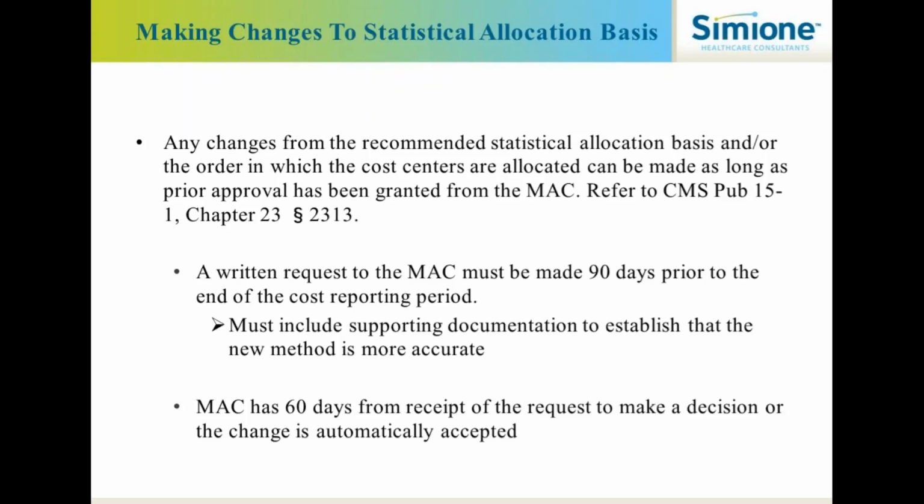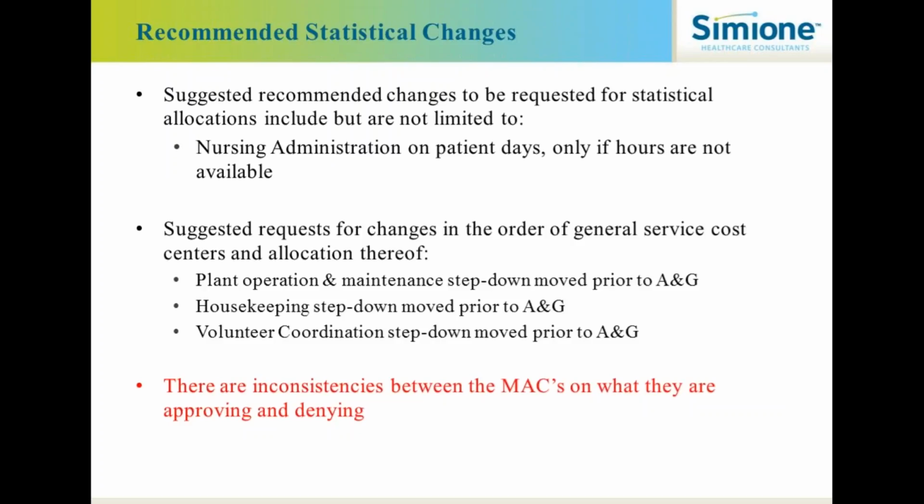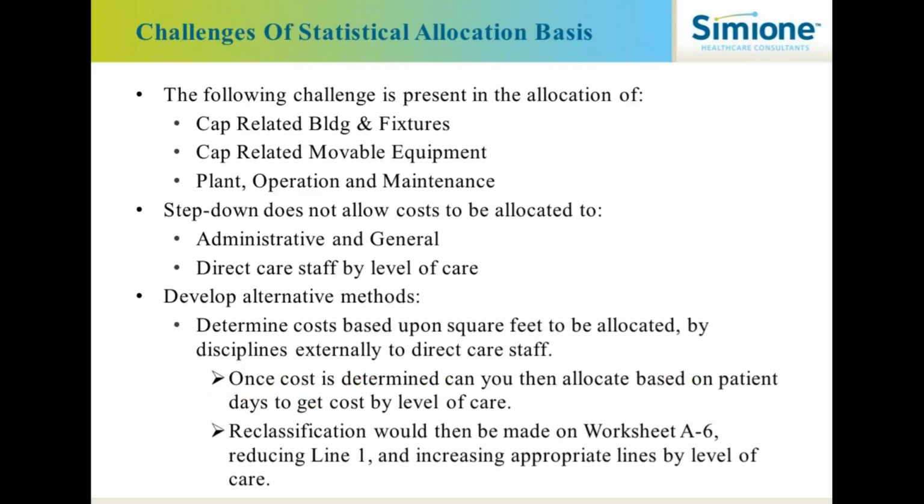So slide 74, we're going to talk about some of the challenges of the statistical allocation basis. The following challenges are presented in the allocation of capital-related building, movable equipment, and plant operation and maintenance. Step down doesn't allow for costs to be allocated to administrative in general or to your direct care staff by level of care. You may have to develop some alternative methods, do some reclasses so that you can get those costs in the proper buckets.